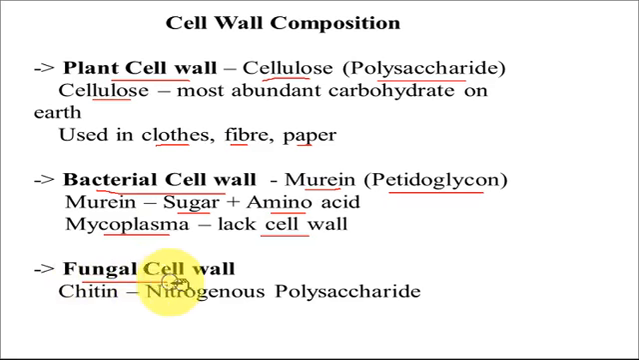The third one is the fungal cell wall. In fungi the cell wall is primarily made up of chitin, which is a nitrogenous polysaccharide. These are a few examples where the cell wall materials differ. In plants it is primarily made up of cellulose, whereas a bacterial cell wall is made up of murein, and a fungal cell wall is made up of a hard material, chitin.